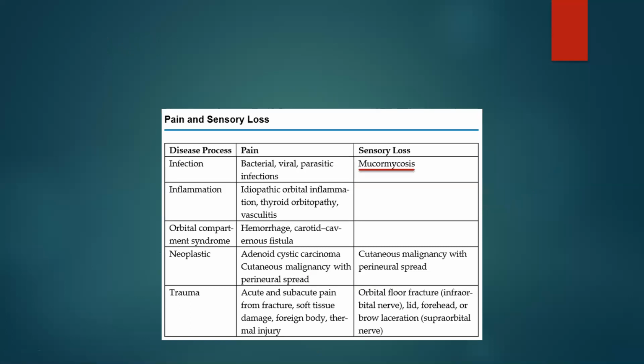So as we said, mainly it's an infection. As we can see in mucormycosis, it presents in addition to the pain with sensory loss. And inflammation presents with pain, orbital compartment syndrome due to hemorrhage. Neoplastic, as we said, adenoid cystic carcinoma and metastasis.